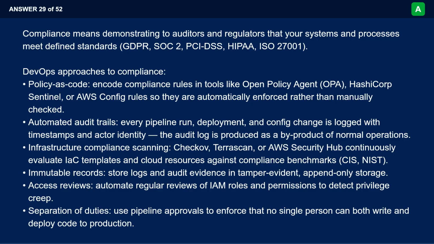Infrastructure compliance scanning. Checkov, Terrascan, or AWS Security Hub continuously evaluate IaC templates and cloud resources against compliance benchmarks, CIS, NIST. Immutable records. Store logs and audit evidence in tamper-evident, append-only storage. Access reviews. Automate regular reviews of IAM roles and permissions to detect privilege creep. Separation of duties. Use pipeline approvals to enforce that no single person can both write and deploy code to production.